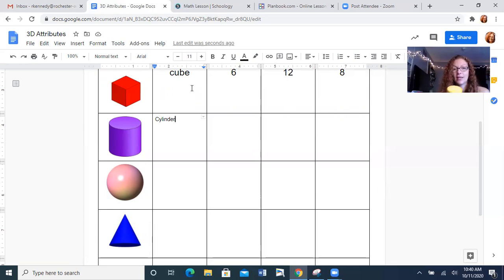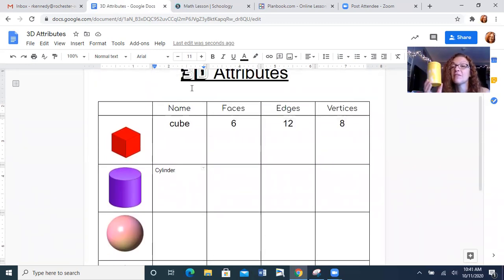Let's look at the cylinder. Now, we are talking about the faces. Remember, the face is a flat part of the shape. The cylinder has a lot of curve. Is this flat? No. Is this flat? Absolutely. So we have 1. Let's try the bottom. Is this flat? Yeah. So how many faces does a cylinder have? 1, 2. That's it. 2 faces.